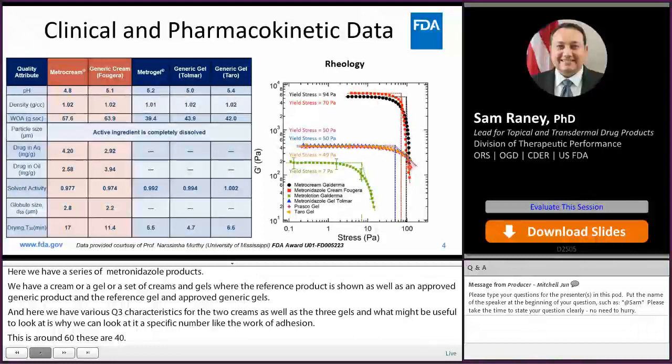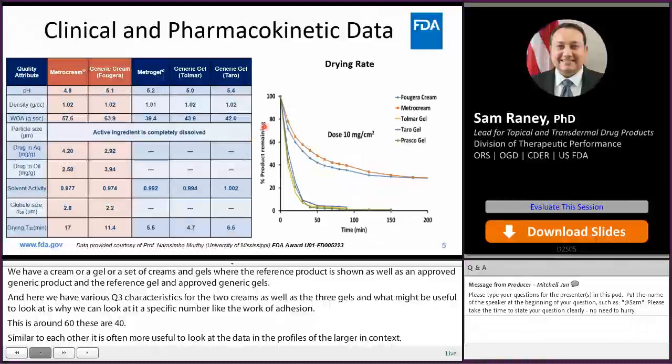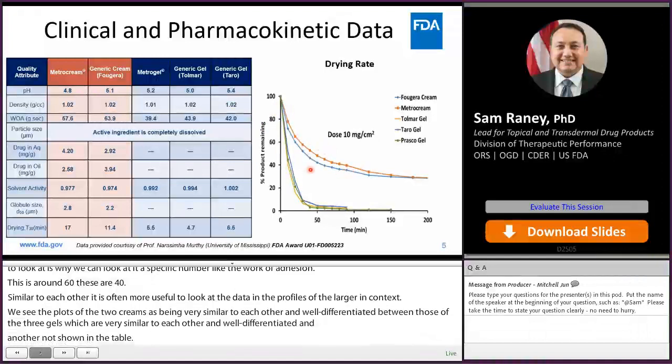And so, for example, we see here the rheological plots of the two creams as being very similar to each other and well differentiated from those of the three gels, which are very similar to each other and well differentiated also from another lotion that's not shown in this table. Similarly, when we look at the drying rate, we can see that the drying rate curves are very similar for the two creams here and for the three gels here.